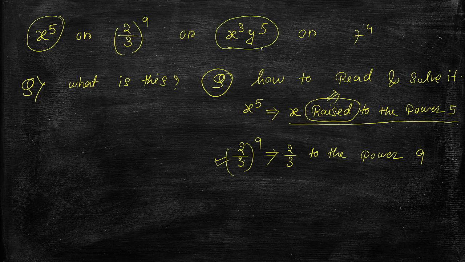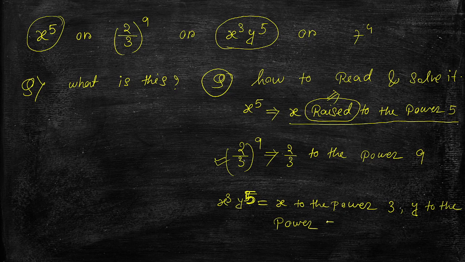And similarly x^3 y^5, how? We'll simply say x to the power 3 and y to the power 5, right? Now I hope this is clear. For 7^4 we'll say 7 to the power 4, anything can be here.